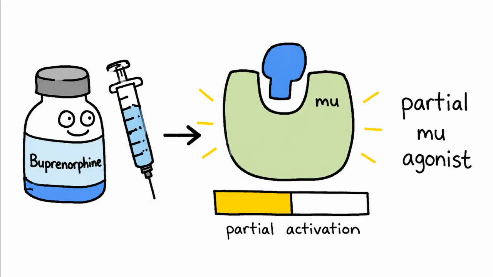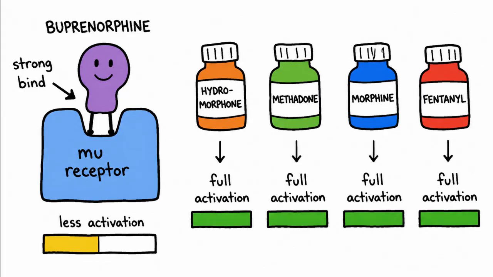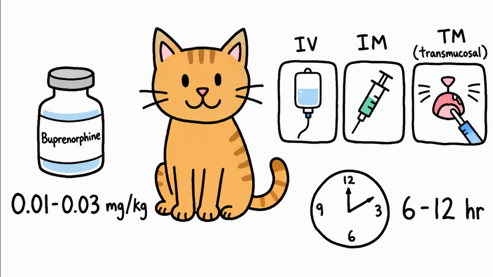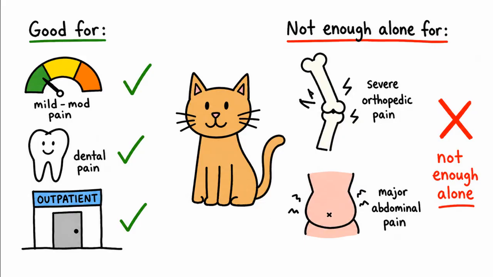Buprenorphine is different because it is a partial mu agonist. It binds strongly to the mu receptor but does not activate it as completely as hydromorphone, methadone, morphine, or fentanyl. In cats, it is commonly used around 0.01 to 0.03 mg per kilogram IV, intramuscular, or transmucosally, and it often lasts about 6 to 12 hours. That makes it useful for mild to moderate feline pain, dental pain, or outpatient-type procedures, but it should not be your only plan for severe orthopedic or major abdominal pain.